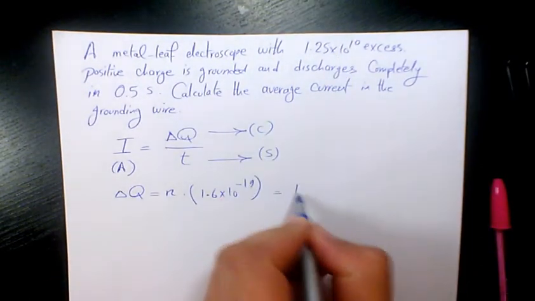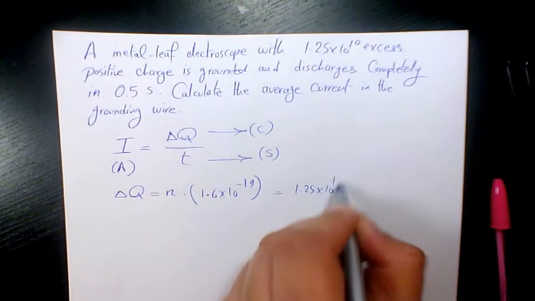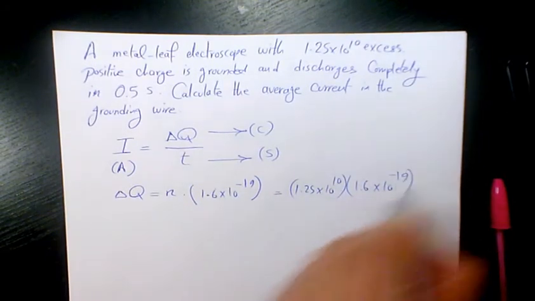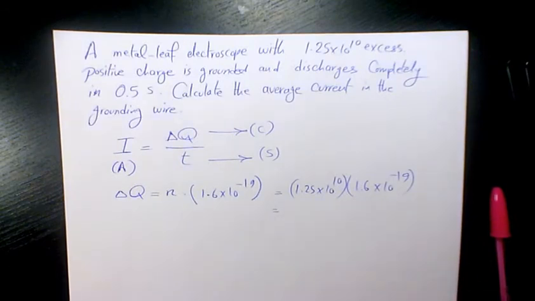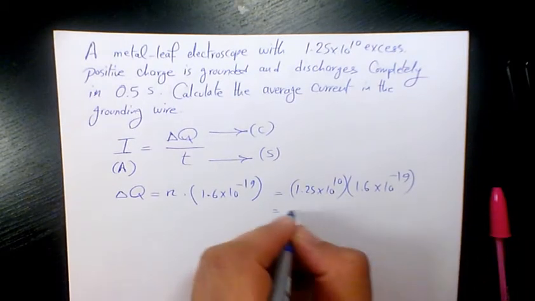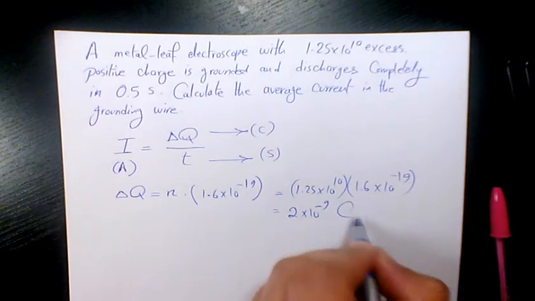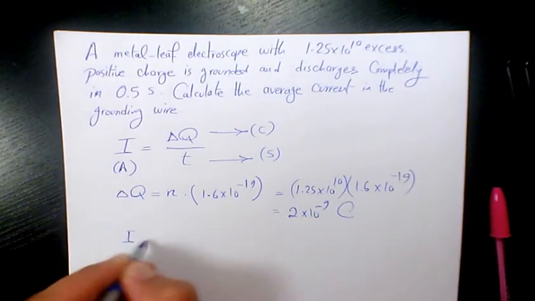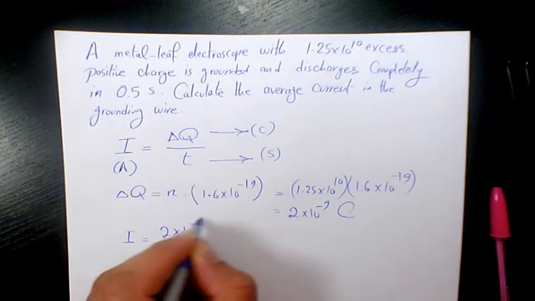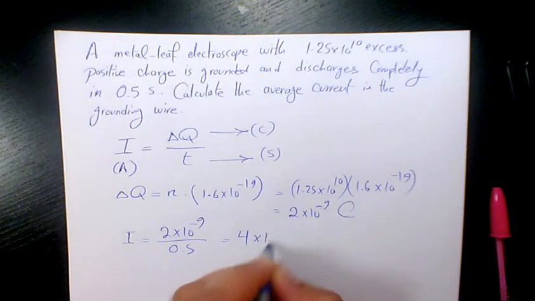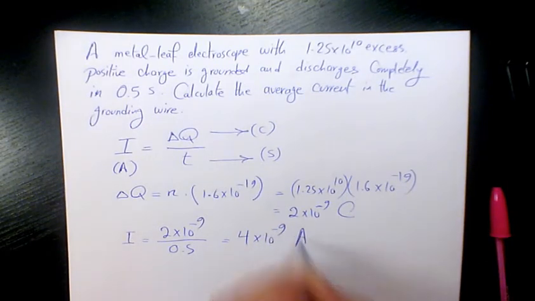And how many we have? 1.25 times 10 to the power of 10, times 1.6 times 10 to the power of negative 19. That's going to give me 2 times 10 to the power of negative 9 coulomb. So I will be 2 times 10 to the power of negative 9 divided by 0.5. That's going to give me 4 times 10 to the power of negative 9 ampere.